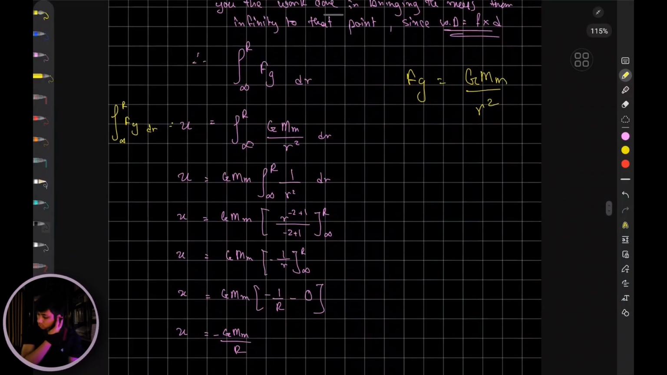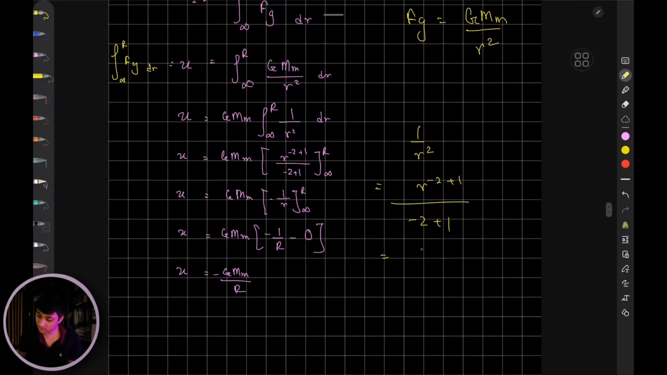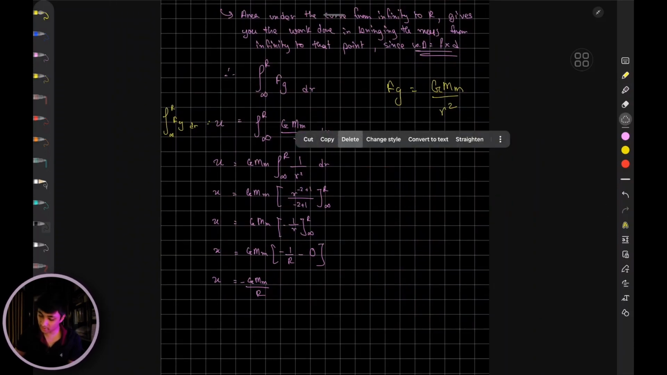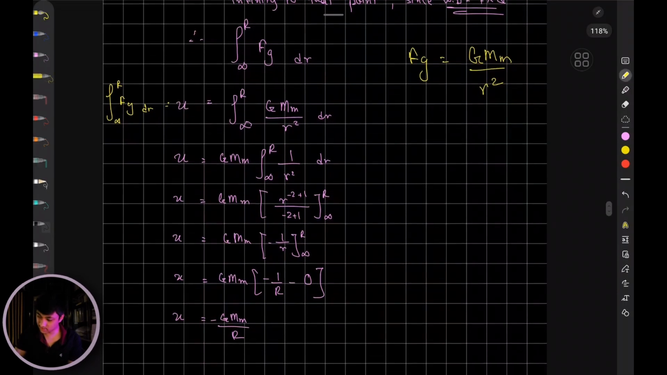Now you can integrate. How will you integrate 1 by R squared? Very simple. It's going to be 1 by R to the power minus 2 plus 1, divided by minus 2 plus 1. It's going to be R to the power minus 1 divided by minus 1, which is minus 1 by R. So this is your integration: minus 1 by R. Does this match? Yes, it does.